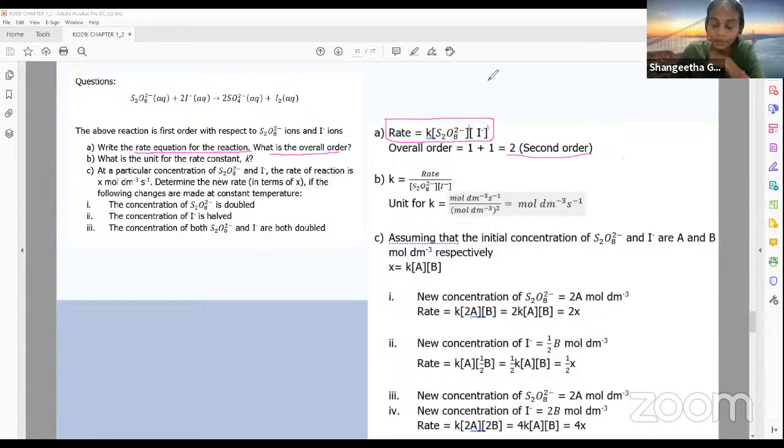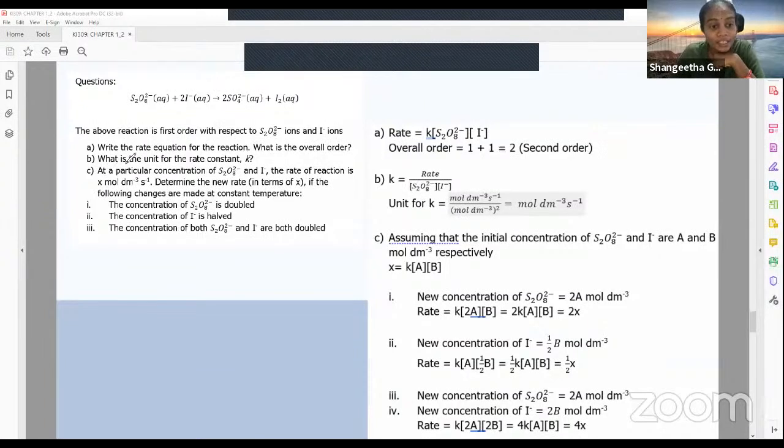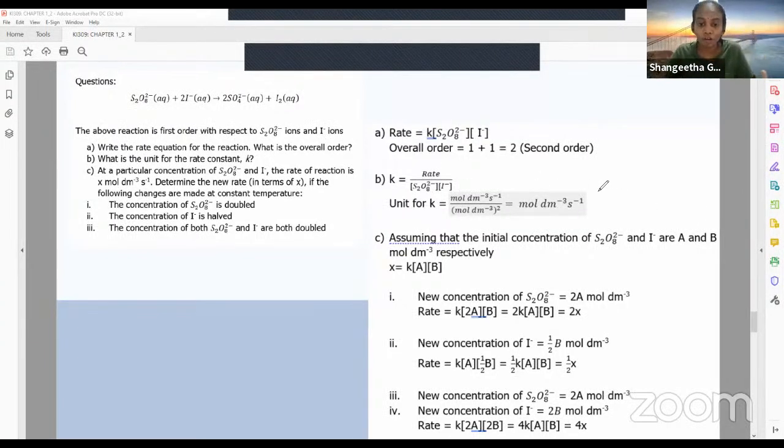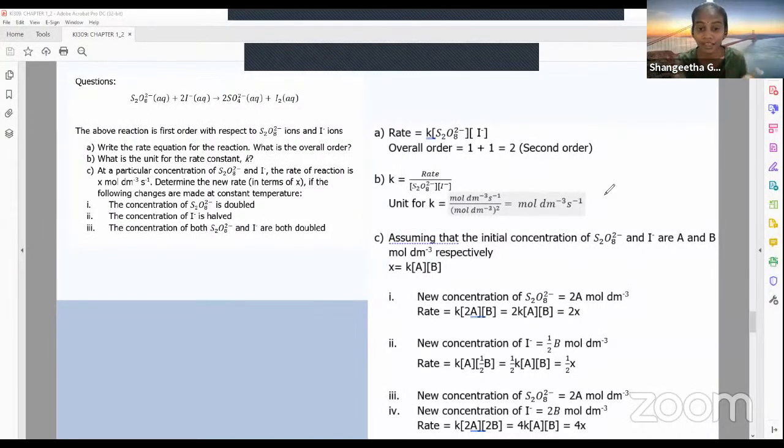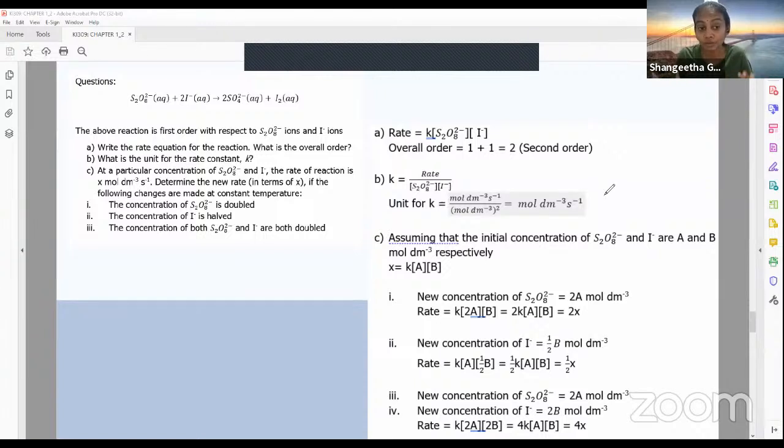Now let's go to B. What is the unit for the rate constant K? Remember I asked you just now whether you can solve the unit for your constant. This can come out in your test or your exam. You can be asked to solve just the units of your rate constant, so you must be well versed on how to do this. It's actually very simple.